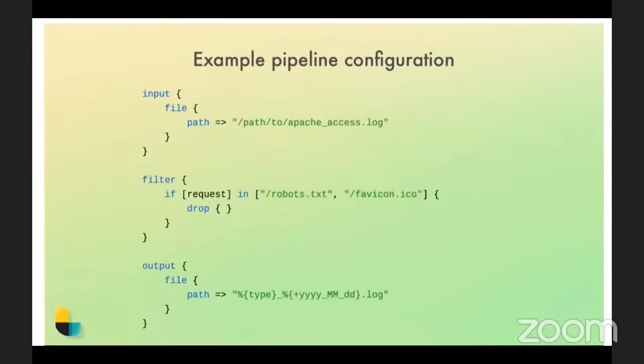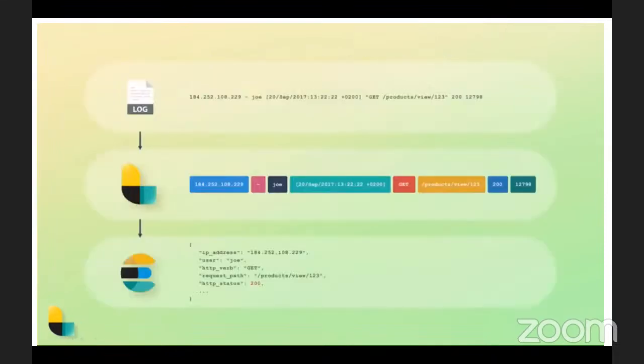This is the only configuration. I need to mention in which path I'll get my logs, which path my logs are coming from, and what exactly you need to convert. That is the output. Some kind of pipeline configuration we are going to write. I'm going to explain it in the code.